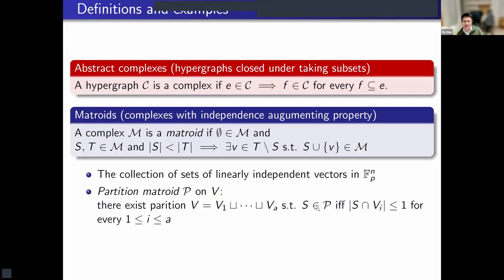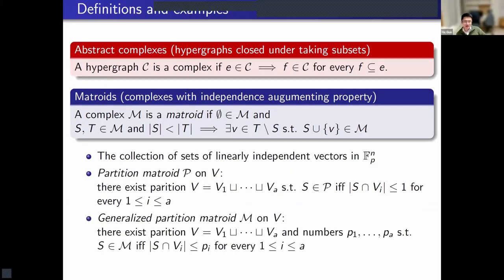So if you have sets S and T, where T is larger than S, then you know that T must intersect some part which S does not intersect. So you can add that element into S to form a larger set, which still satisfies this intersection property. So that is called the partition matroid.